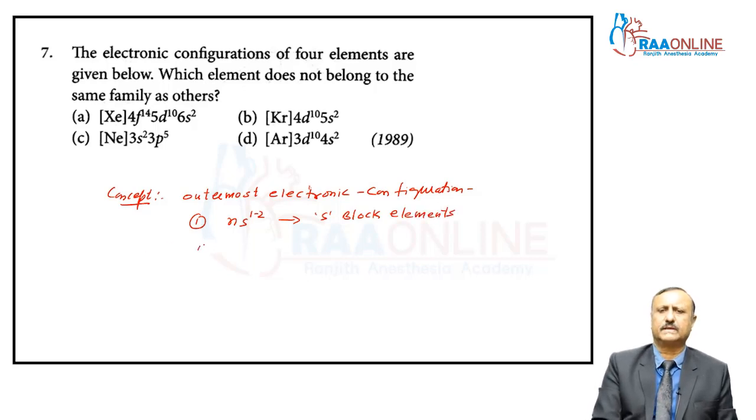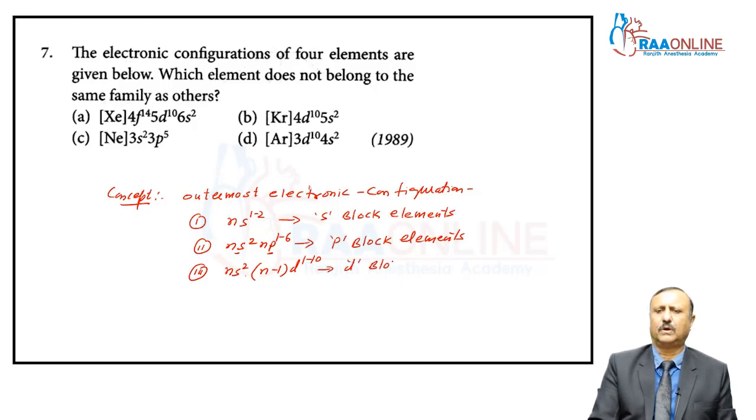When, my dear students, you can see here number 2, when ns2 and np 1 to 6 is present, means the s orbital is completely filled and electrons are present in 1 to 6 p orbital, then, my dear students, that element is present in p block elements. When number 3rd, my dear students, when ns2 is completely filled and (n minus 1) d 1 to 10 is present, it means that elements belong to d block. So, it is called d block elements.